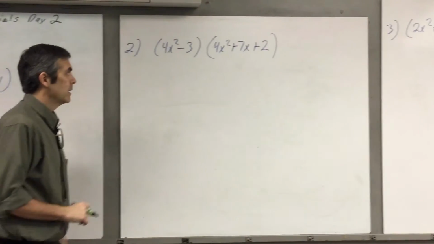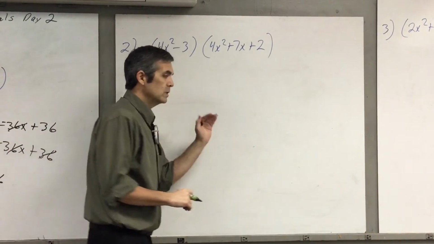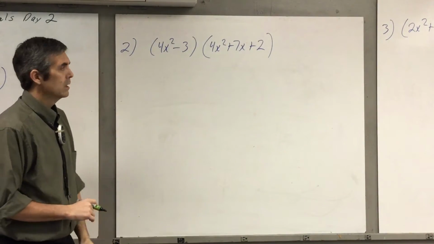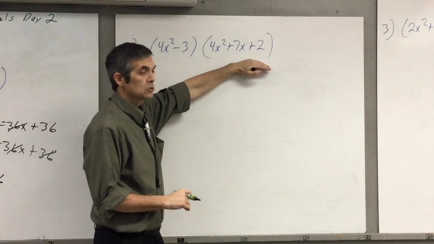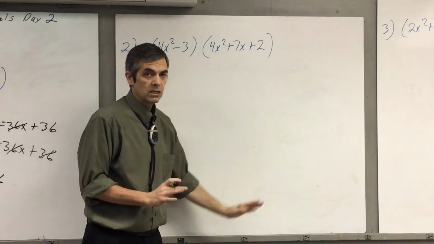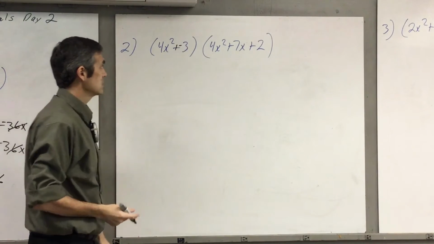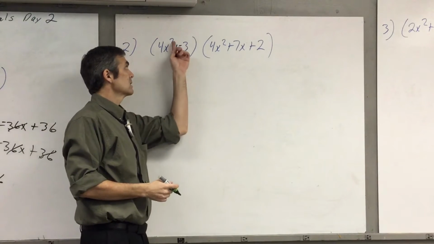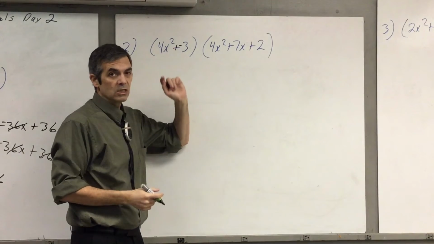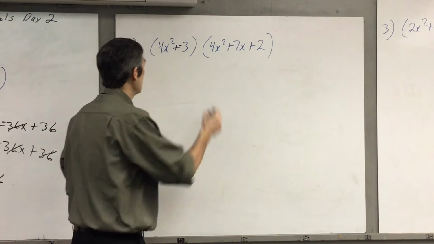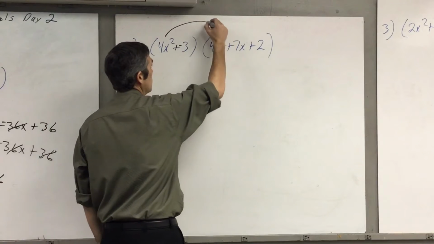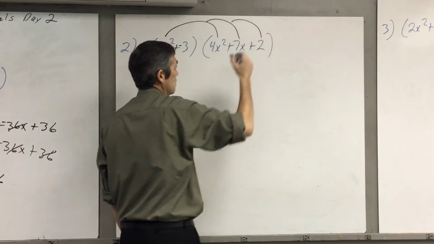Now, come in here and do the same thing. It's a binomial times a trinomial. It doesn't change anything. It's the same thing. Come in here and make sure you change this. Notice 4x to the second power here doesn't change anything. It's still the same. Take this and multiply it here, here, and here.